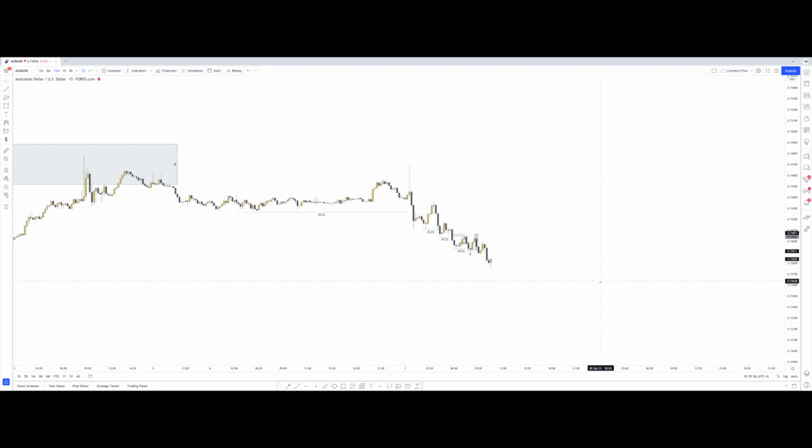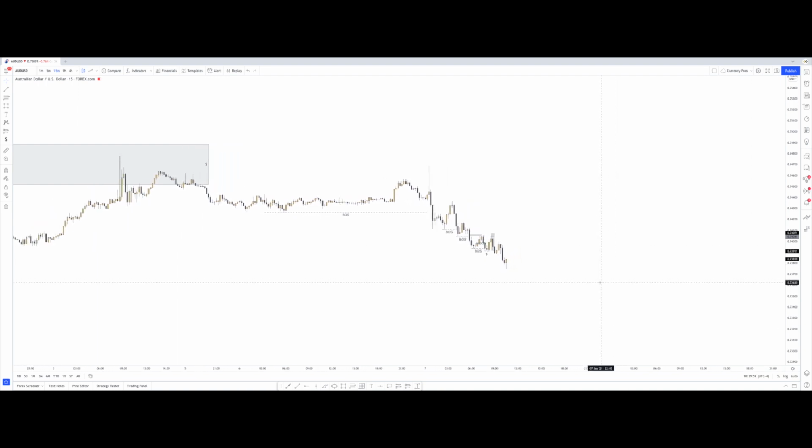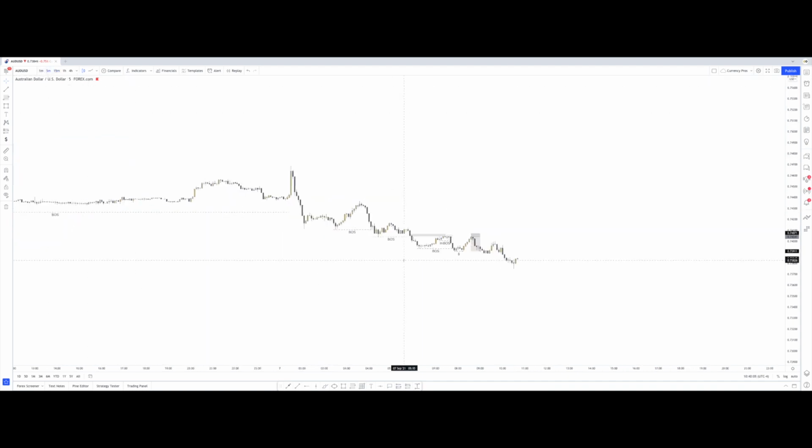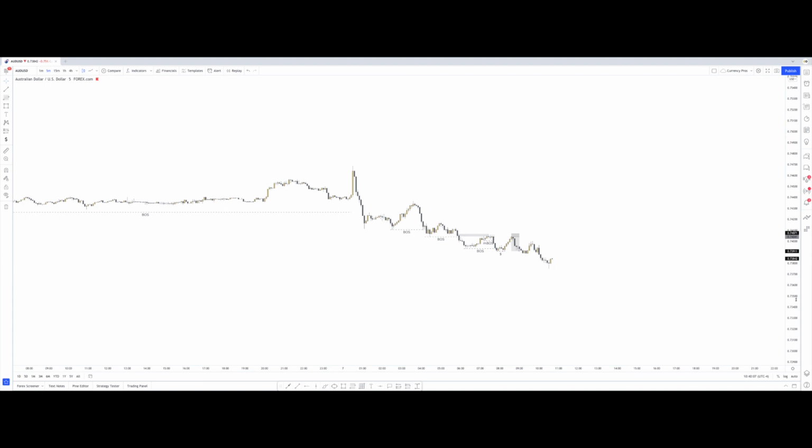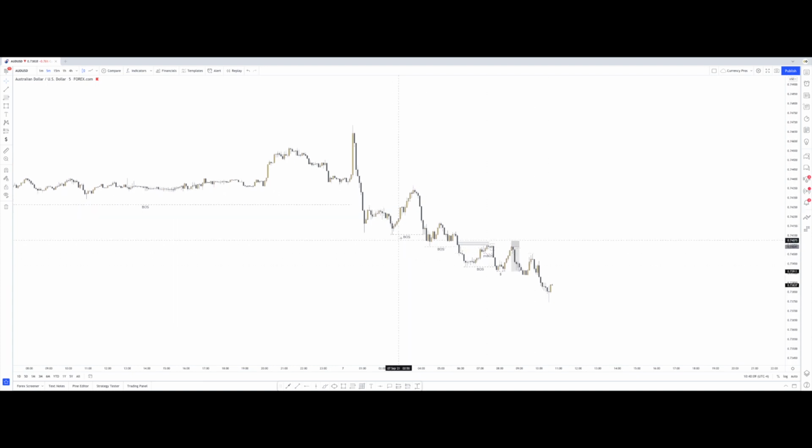Not too much to go over on the 15-minute, to be honest. Like the main basis of this trade was based on the 1 hour time frame. But let's keep dropping down further. Now, as we go down to lower time frames, you can see there's just multiple breaks of structure, right? So this break of structure occurred, this pullback occurred, creating this break of structure.